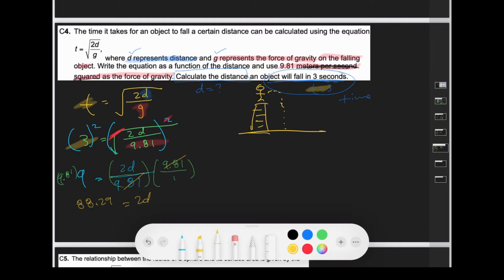And then we're going to divide by 2. This will give you d equals 88.29 divided by 2, which gives me 44.145. This is a distance, so that's meters. Would be your unit.